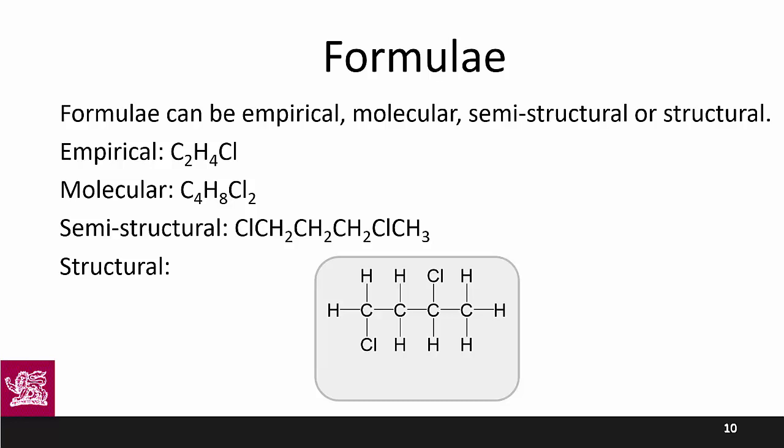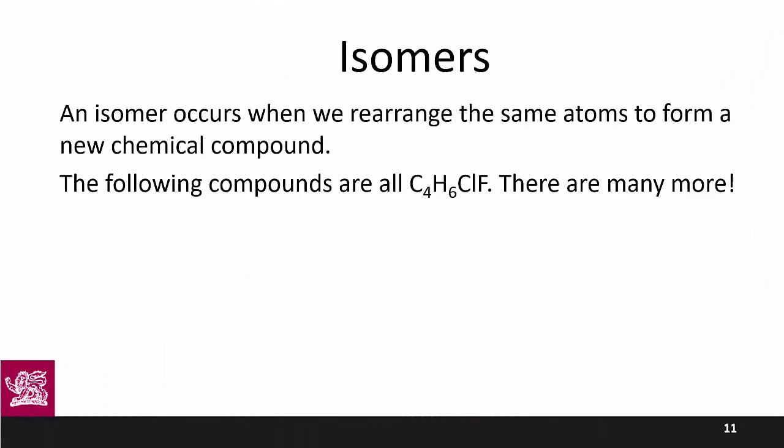Let's have a go at naming this molecule. Yes, this is of course 1,3-dichlorobutane. We could arrange this group of atoms in a different way, perhaps into 1,4-dichlorobutane, and that would be called a different isomer. The following compounds all have the chemical formula C4H6ClF. There are many more examples than this. This is just 3 of them. Your job is to name each of them.